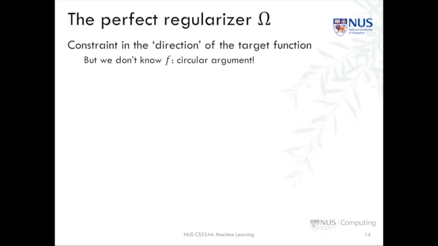The idea behind regularization is to take the hypothesis space and constrain it in the direction of the target function. So if we knew the target function was of a certain class, what we'd like to do is make sure first that the function f is still within the hypothesis space, but to discard most of the hypothesis space that doesn't seem like plausible explanations for f. Of course, this is a bit of a circular argument. Since we don't know f, we don't know the direction to constrain our regularizer.